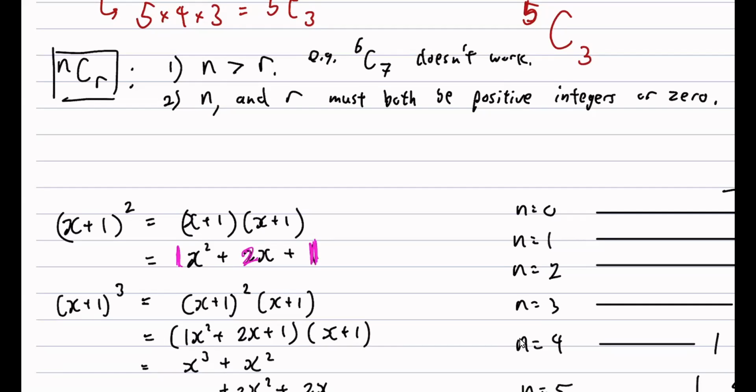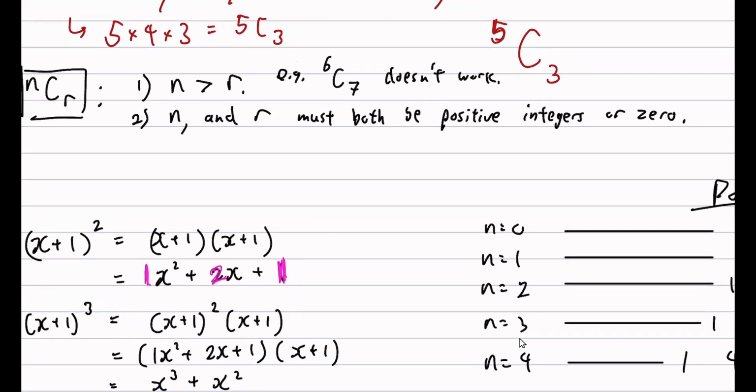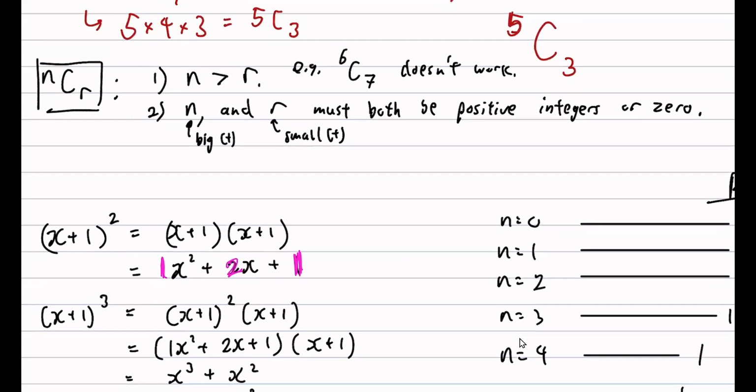Actually, n cannot be 0. Sorry. n choose 0, actually, can. Sorry. n will usually be a big positive, then this r will be a small positive. That's some of the patterns. Also, because they are integers, that means they are not decimals. Positive means not negative. Just take note.